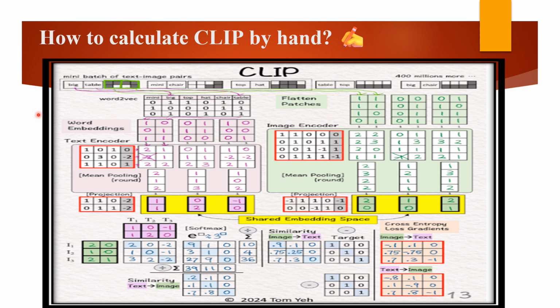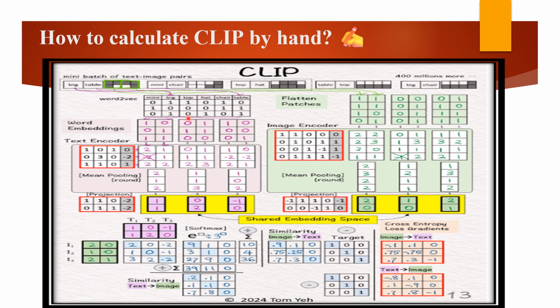So consider we are given a batch of 3 text image pairs, right? This is the text, this is the image, text, image, text, image, right? So OpenAI uses 400 million text image pairs to train its original CLIP model. So we will process the first pair, that is a big table.